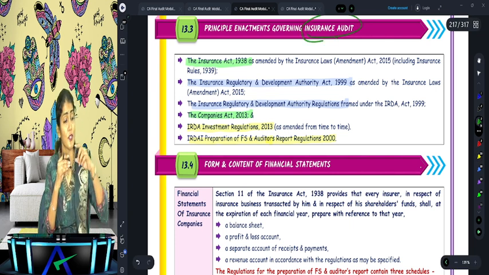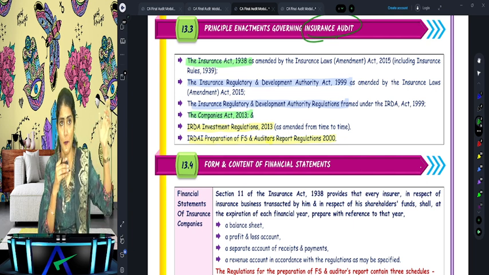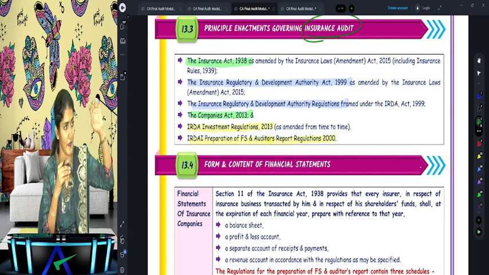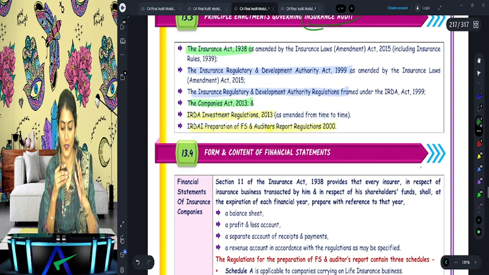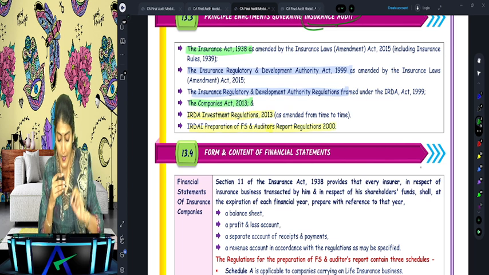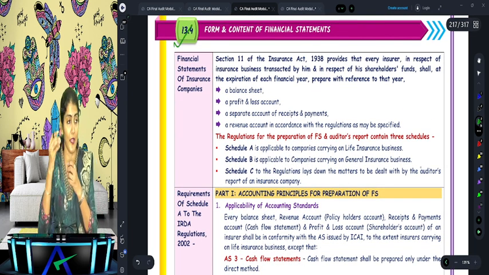Had we seen a similar question for the bank audit also, the principal enactments governing the bank audit? Right, so here we are talking about the principal enactments governing the insurance audit. Okay, now coming to the next question, which is regarding the form and content of the financial statements.